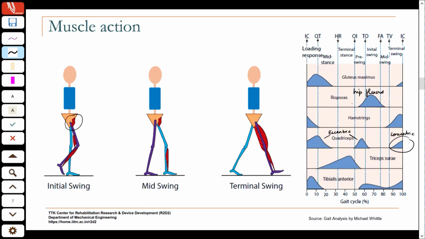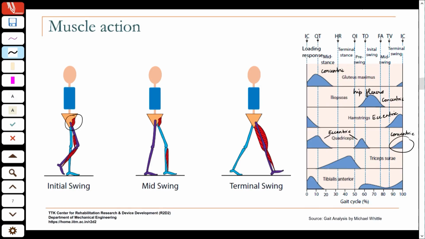Hamstrings, it is essentially eccentric action, because it is resisting the extension of the knee, providing resistance to that. Hip flexors, this is concentric action, because you are actively flexing the hip. Okay. This again is concentric action here, because you are moving the hip towards extension.